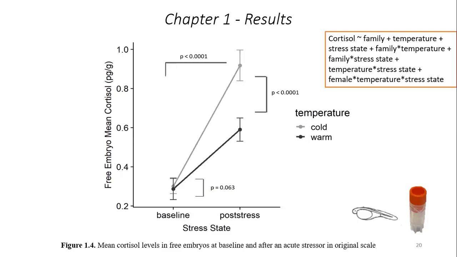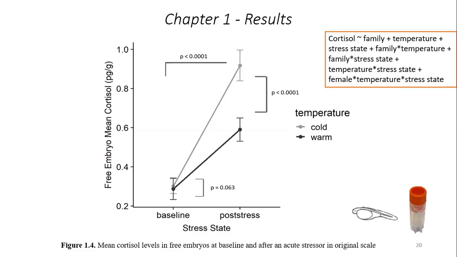And then looking at cortisol at the free embryo stage, this is the full model and the AIC selected model. So there is no difference between temperature treatments for baseline cortisol levels. However, there was a significant difference in how individuals responded to the stressor. So you can see the post-stress cortisol levels, there is a significant difference, and the individuals from the warm treatment have significantly lower cortisol in response. So they had a lower reactivity to the stress.